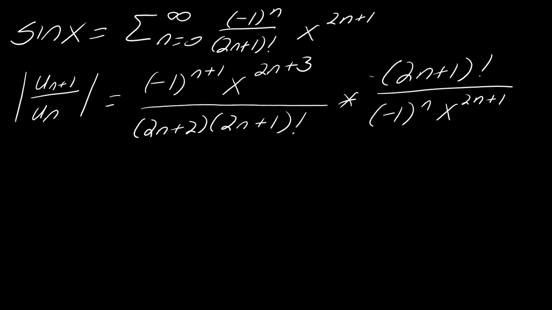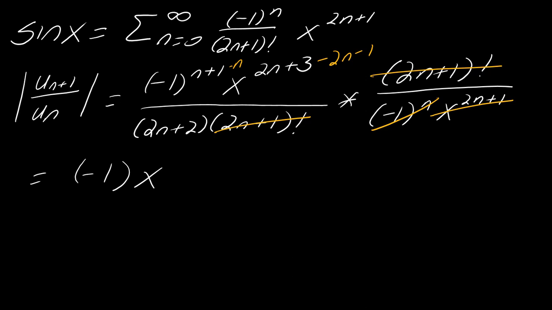So now I can see how things cancel out. So these cancel out. This will cancel out, so I can subtract 2n minus 1. And then this will cancel out with this. So what am I left with? Let's see. This becomes negative 1 x squared over 2n plus 2.